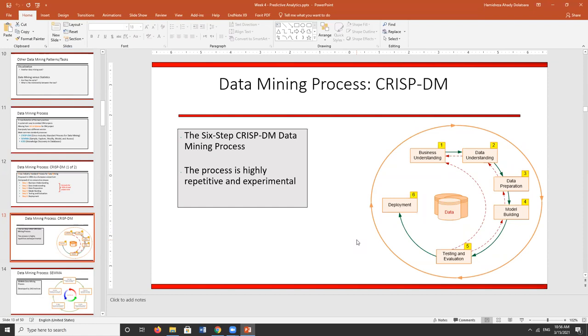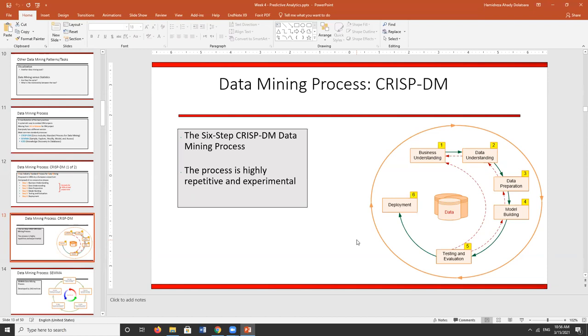So look at this figure about CRISP-DM. As you see, it's like a cycle. So it's not just some stepwise process. You might go back and forth. Let's say you do everything up to test and evaluation, which is the fifth stage, but you are not very satisfied with your model. Maybe your model performance is very low. So you need to go back.